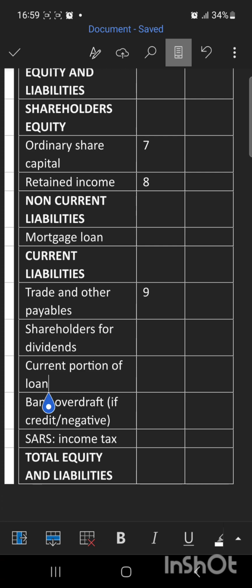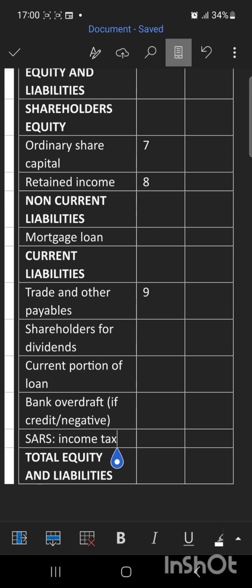We also have shareholders for dividends. Shareholders for dividends, you calculate it when you prepare your retained income note. It is the shareholders which were at the final or the declared dividends. Current portion of loan, we have already spoken about that. And then bank overdraft, you only put it under current liabilities if ever it is a negative balance.